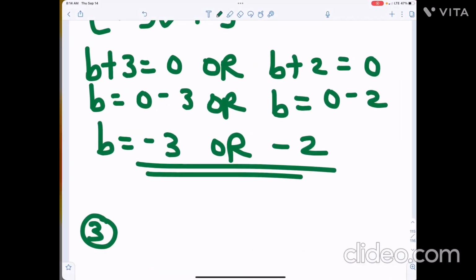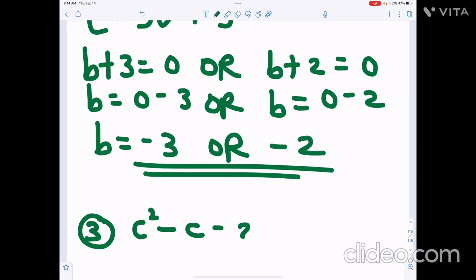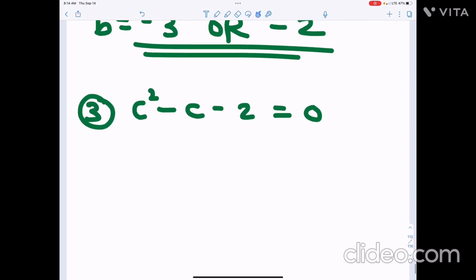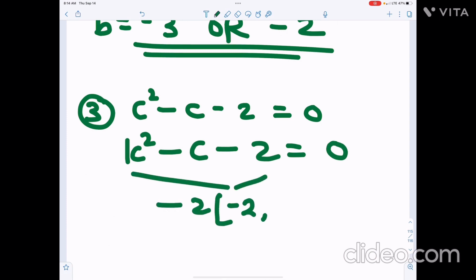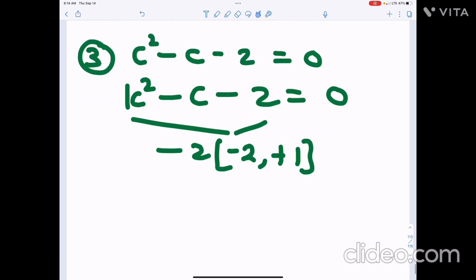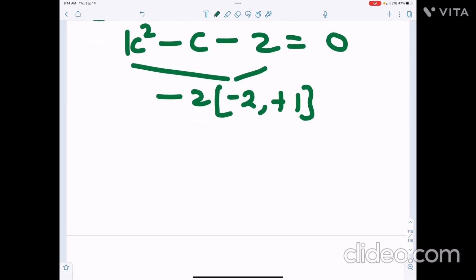C squared minus c minus 2 is equal to 0. In this question, c squared is the same thing as 1c squared. So minus c minus 2 is 0. 1 times minus 2, minus 2. Factors of minus 2 that we multiply to give minus 2 and add to give minus 1 here, because minus c is the same thing as minus 1c. Can you see that? So factors of minus 2 that we add to give minus 1 here and multiply to give minus 2 are minus 2 and plus 1.